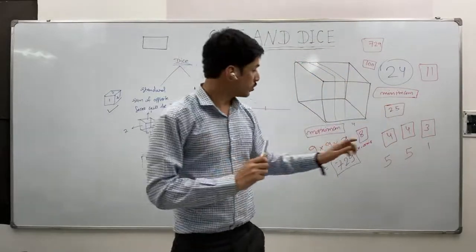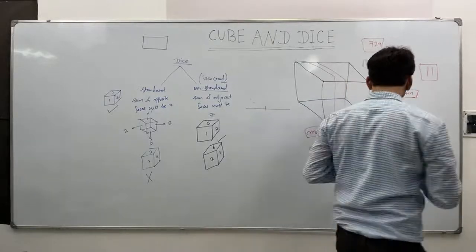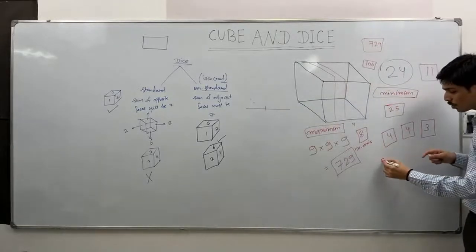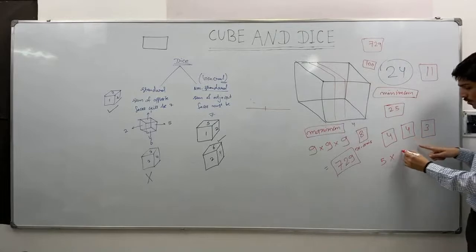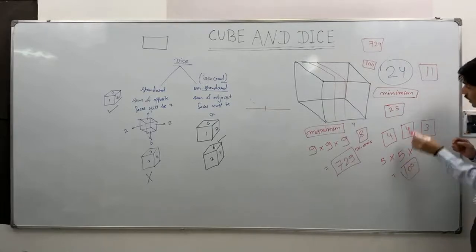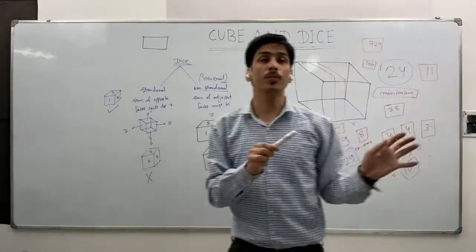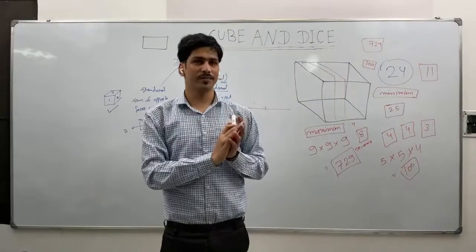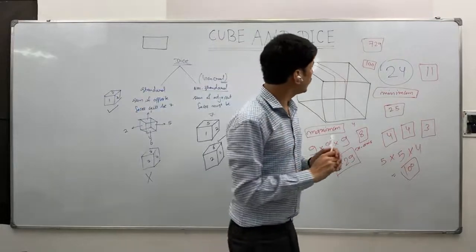4, 4, 3. So if I am having 4 cuts, then what will the number of pieces be? 5. Here also 5. So by making 11 cuts, what is the maximum number of pieces that you can get? That is 100. Is it clear? Okay, I'll give one more question.